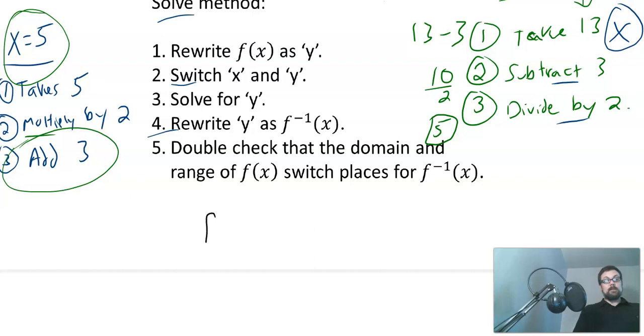Okay, so let's go through the process with this equation. F of x equals 2x plus 3 with this function. Step 1, replace f of x with y.